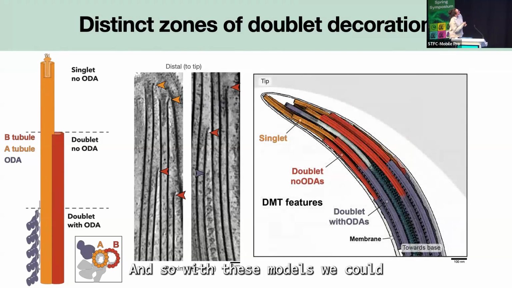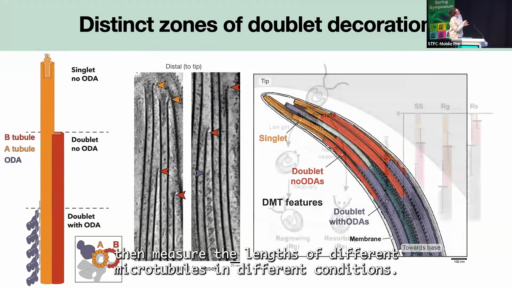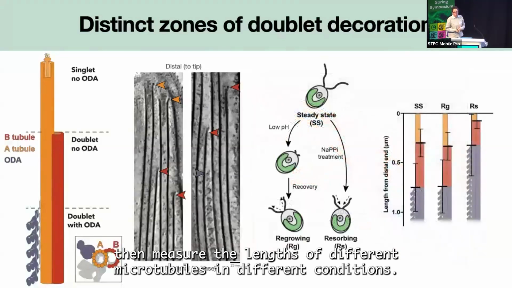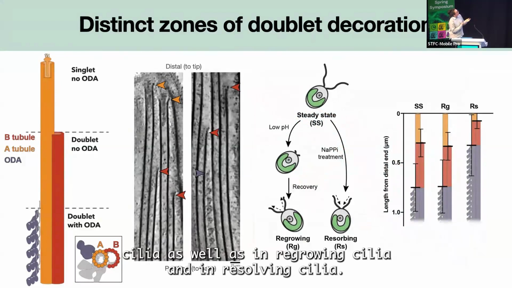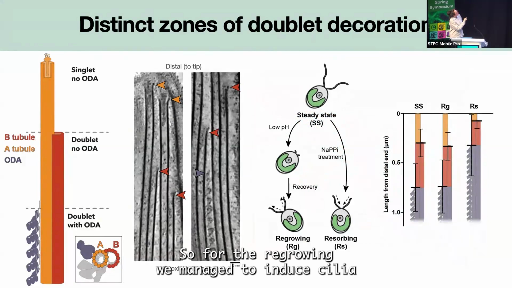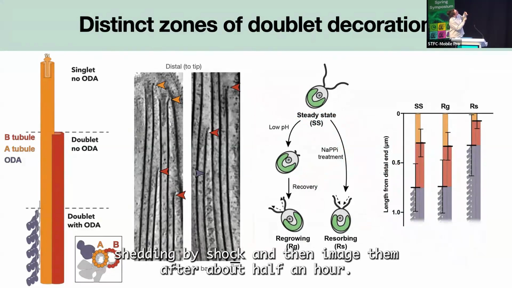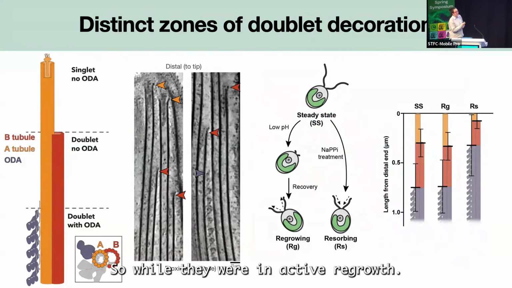With these models, we could then measure the lengths of different microtubules in different conditions. So for example, we looked at the lengths of steady state cilia, as well as in regrowing cilia and in resorbing cilia. For the regrowing, we managed to induce cilia shedding by pH shock, and then imaged them after about half an hour, so while they were in active regrowth.